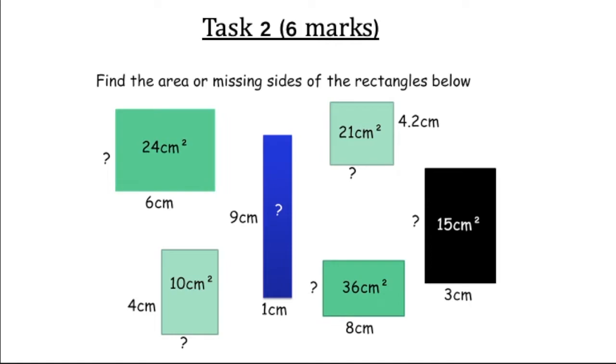So again here, under task 2, which is worth 6 marks, you have to find the measurements where you have question marks shown over here, and there. These are not labeled in terms of A, B, C, but under task 2 you have 6 marks, 1 and 1 and 1 and 1.